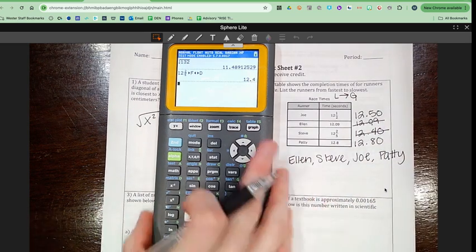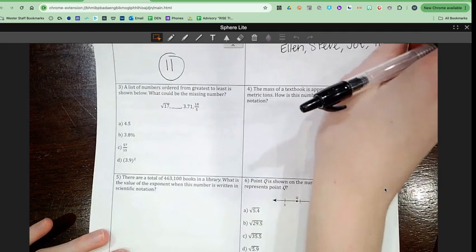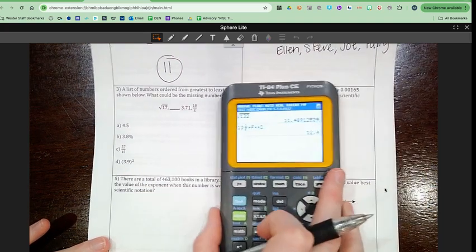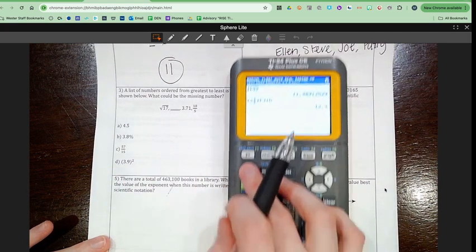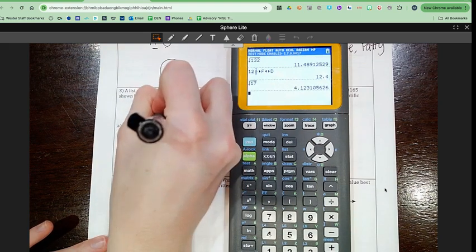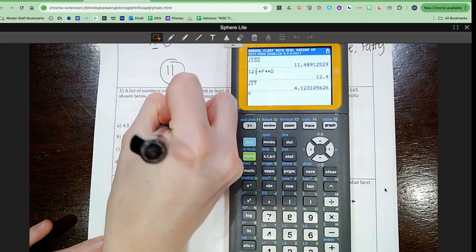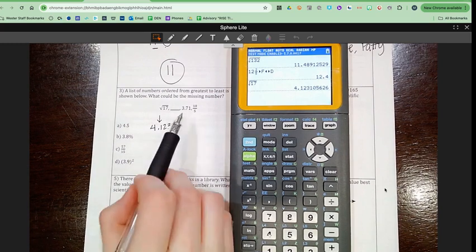All right, number 3, a list of numbers in order from greatest to least is shown below. What could be the missing number? Well, for the missing number, I'm going to need to change the square root of 17 into a decimal. So we're going to do second x squared. We have 17. So this is roughly 4.123. So I need something in between 4.123 and 3.71.